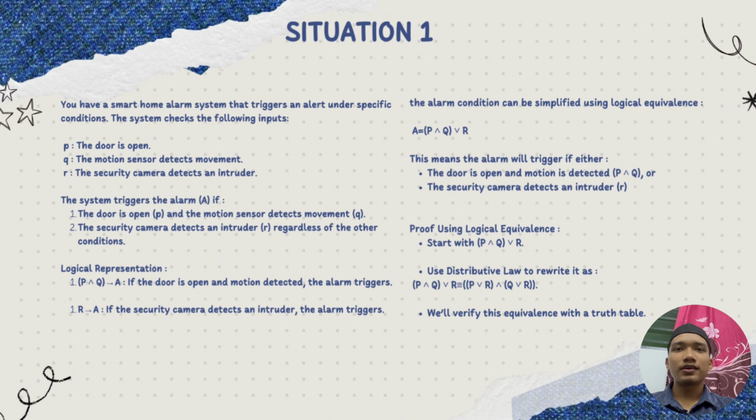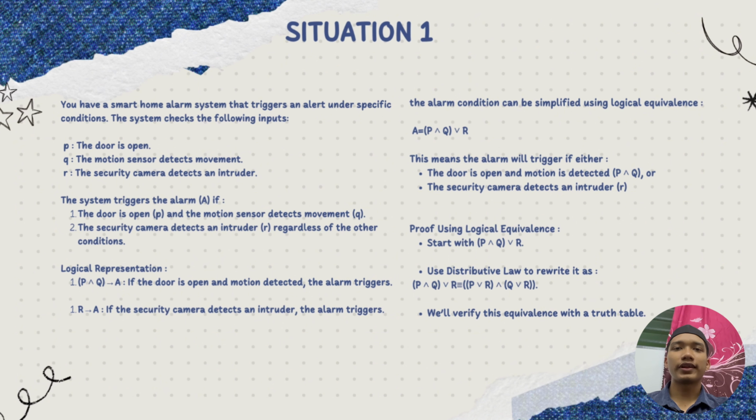To simplify this logic into a single expression, we combine the 2 conditions. The result is A equals P and Q, or R. This means the alarm will trigger if either the door is open and motion is detected, P and Q, or the security camera detects an intruder, R.